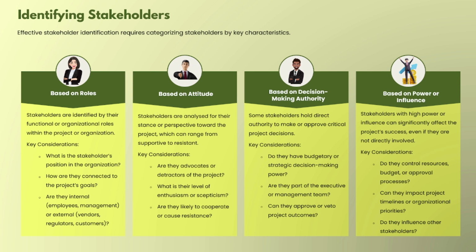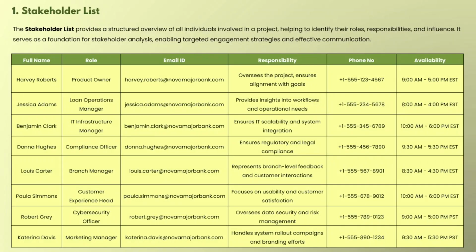So this is the importance of stakeholder analysis, and this is the way through which we can identify the stakeholders as well. Now let's check a few methods of stakeholder analysis. Stakeholder list. This is the very first method every business analyst usually applies before moving on to other techniques. A stakeholder list is very simple, clear and gives a solid starting point. As we have done it for Noah Major Bank, we can see that we have added full name, role, email ID, responsibility, phone number, and availability.